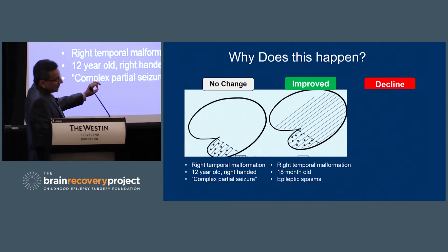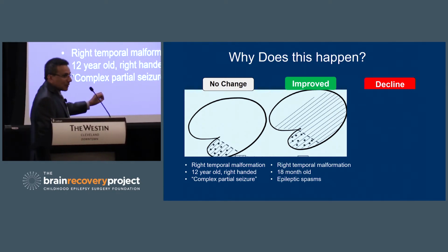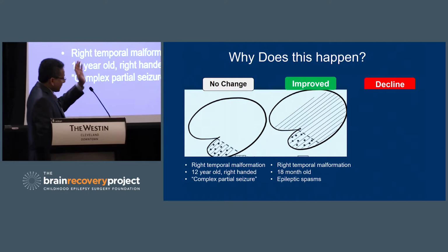So we have again a right temporal malformation here, but we have an 18-month-old child who has got epileptic spasms and a hypsarrhythmia that is producing dysfunction all over. So I would expect as a clinician, if the patient is seizure free, if I take away the epileptogenic zone, the dysfunction outside the epileptogenic zone is going to be pretty much reversed, and I would expect an improvement in the developmental outcome.